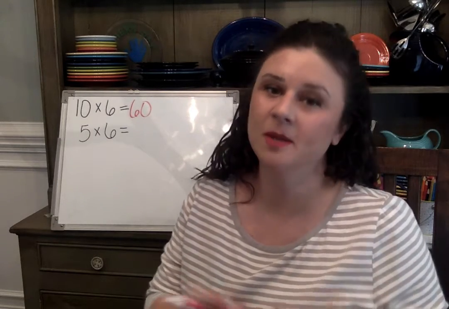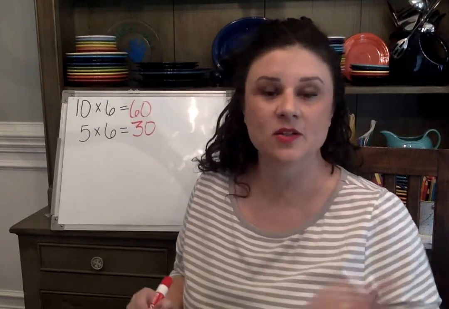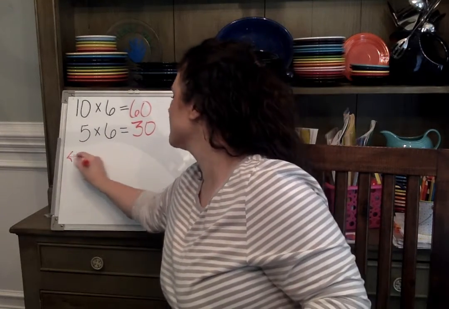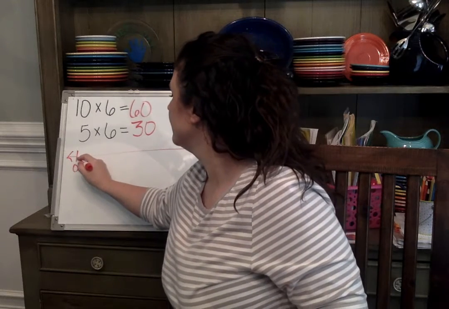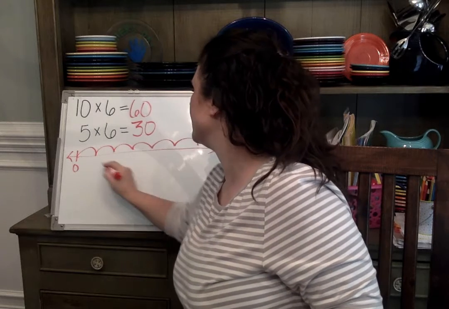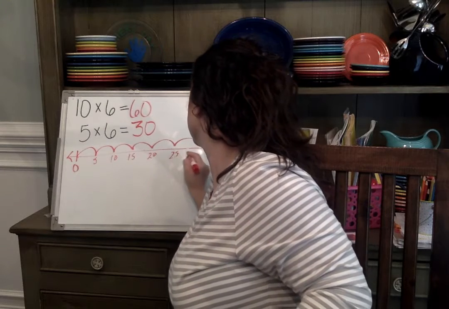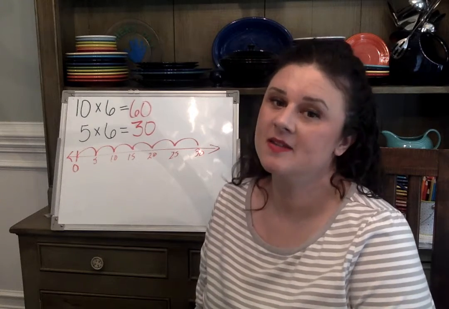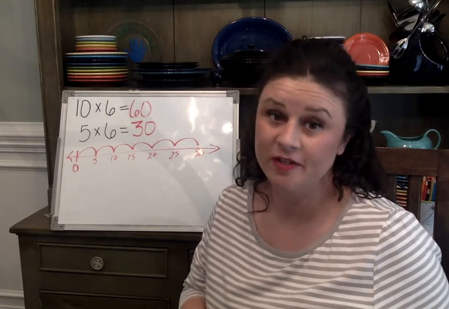Okay, and most of you probably knew this one as 30. And you probably knew it because you could count by fives or you knew your fives tables. So some of you might have actually had to count by 5 6 times, like 5, 10, 15, 20, 25, 30. Hopefully most of you just kind of knew that one by memory, because at this point, using a number line to multiply is not very efficient.